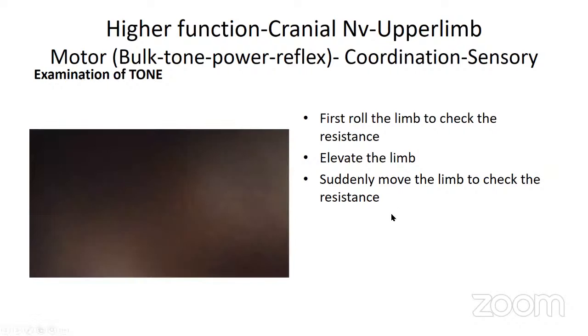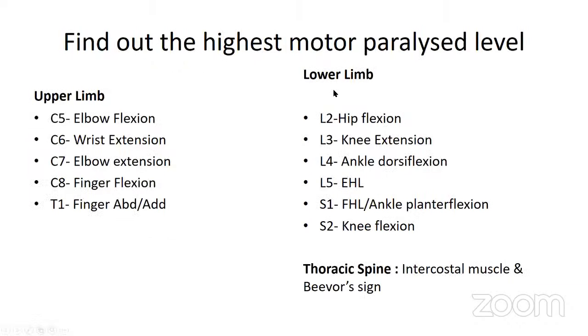Now, to find out the highest motor paralysis level for the upper limb, as you can see here, this is a very easy way. I'm not going into detail; this is the theoretical one. C5: if you check the elbow flexion, it is normal. C5 is normal, like this. If we check the EHL, it is L5. The FHL is S1, like this. For the thoracic spine, there is no MRC grade. You cannot use the MRC grade.